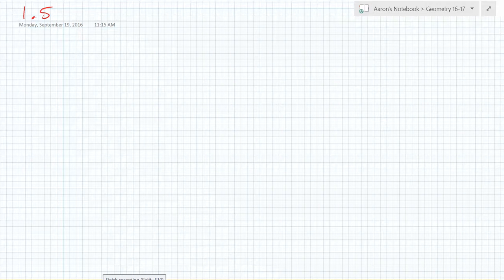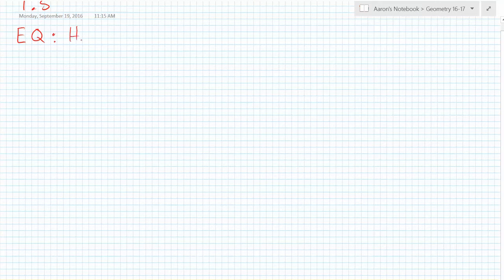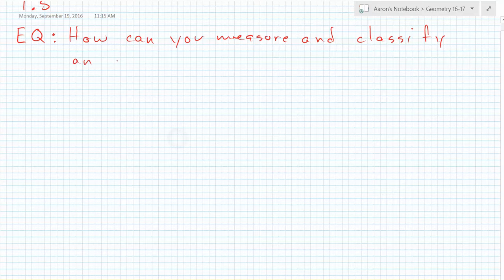Okay, so this is going to be section 1.5. Our essential question of this section is going to be, how can you measure and classify an angle? Now, if you're looking at this in your book, it's kind of a long section, but it's a long section because there's a lot of little tiny things, and we're going to go through those little tiny things so that it makes it pretty straightforward for you.